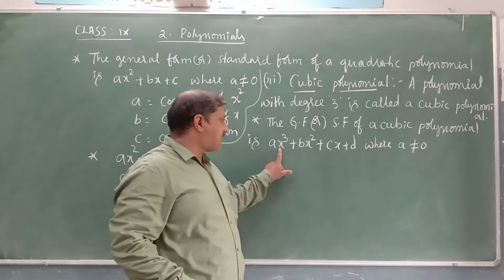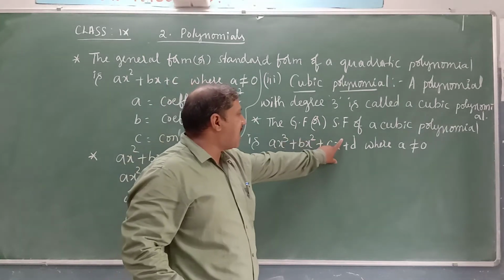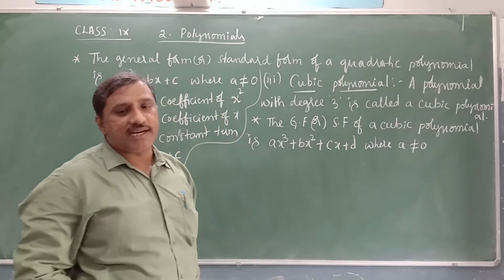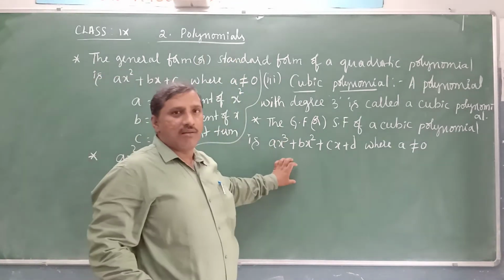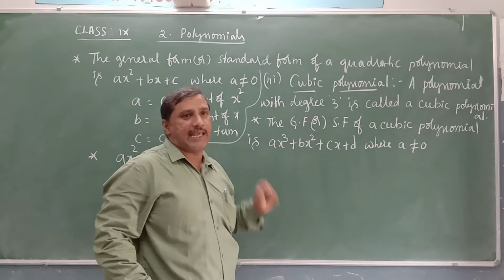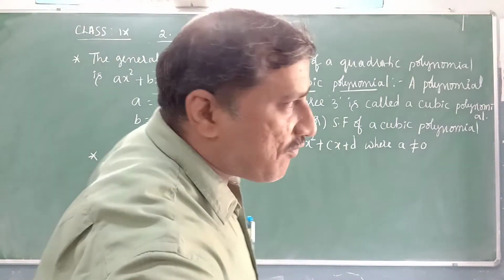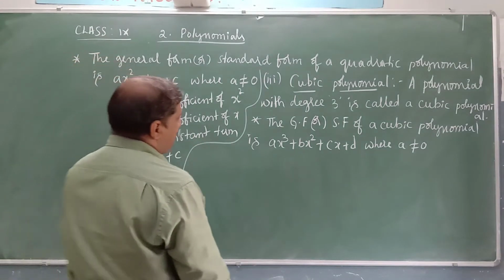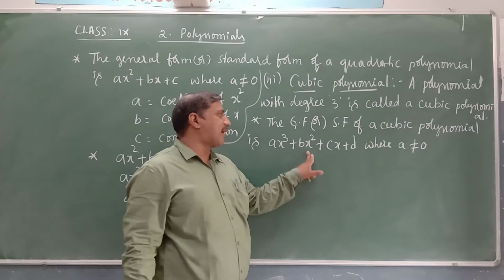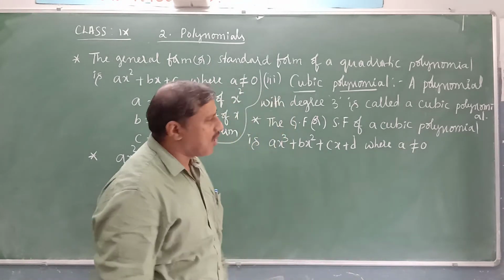Here the degree is 3 because the highest power is 3, then 2, and here 1, and for d it is a constant, with variable x and its power 0. So the highest power is 3. Therefore it is a cubic polynomial. So the general form of a cubic polynomial is ax cube plus bx square plus cx plus d, where a is not equal to 0.